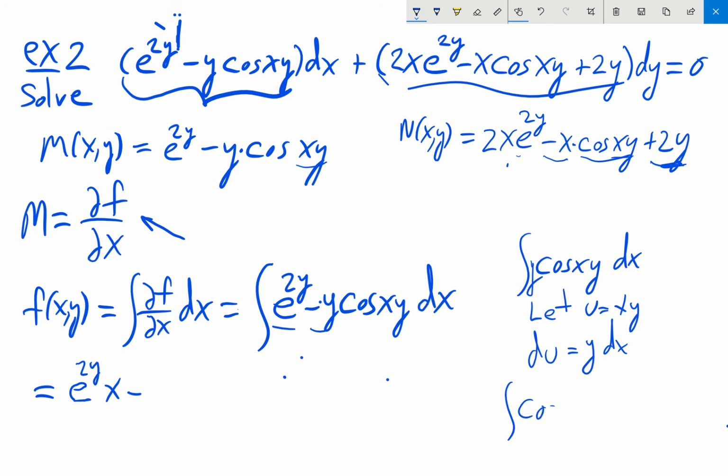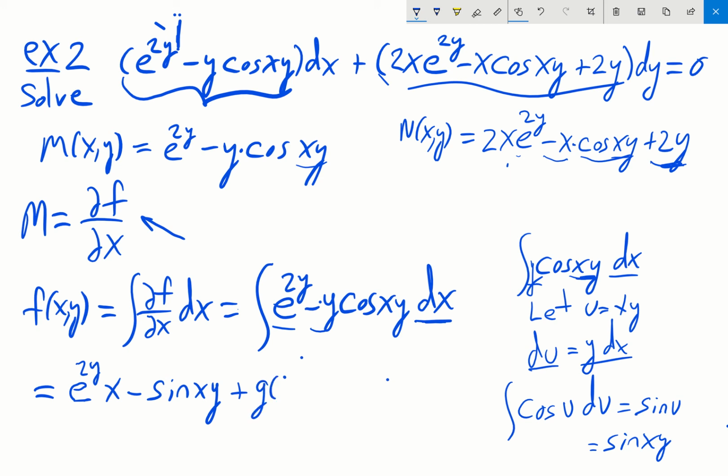So this now becomes the cosine of u du, because everywhere we see an x times y, we can put u. That's inside the cosine function, and the y dx gives us our du. The antiderivative of the cosine of u is the sine of u, and then back substitution will give us the sine of xy. So this is minus the sine of xy, and then recall, because we were doing the antiderivative with respect to x, that our constant of integration here is actually going to be some function of y. Let's call that g of y.